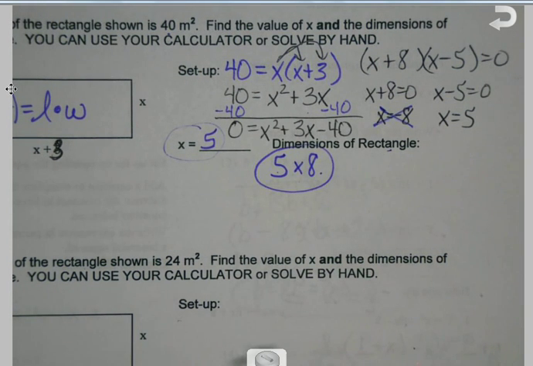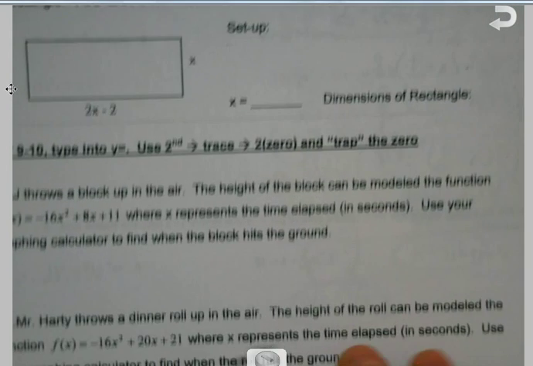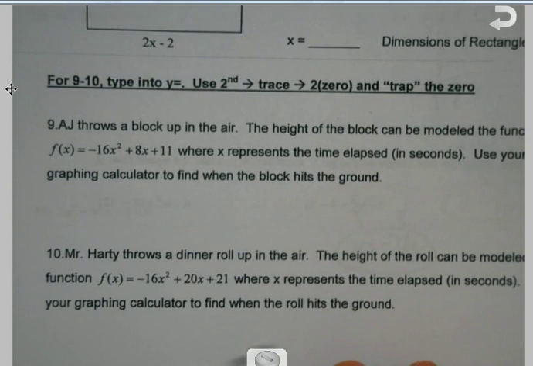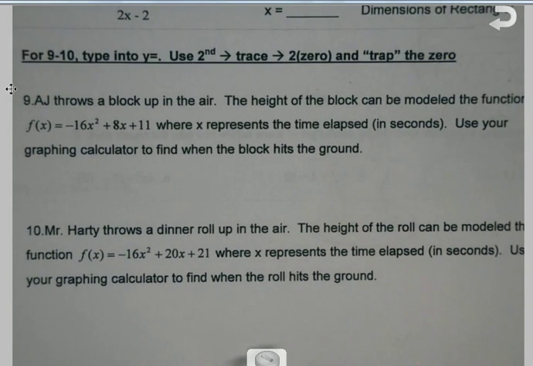So the last one we're going to take a peek at is number 9. Because again, it's not a tough problem, it's just reminding yourself how to work through the process. So let me bump this up a bit. Okay, I've even got the directions on here for what to do. Again, I wouldn't do that on the quiz, but at least get you a start here. So AJ throws a block up in the air. The height of the block can be modeled by the function f of x equals negative 16x squared plus 8x plus 11, where x represents the time elapsed in seconds. Use your graphing calculator to find when the block hits the ground.